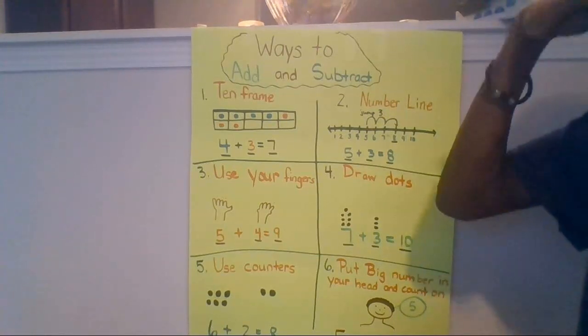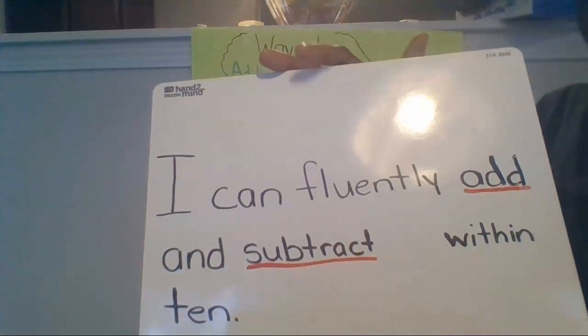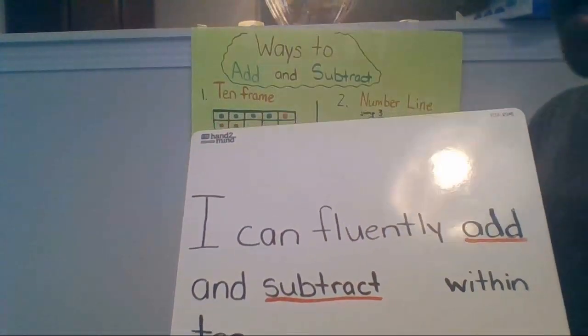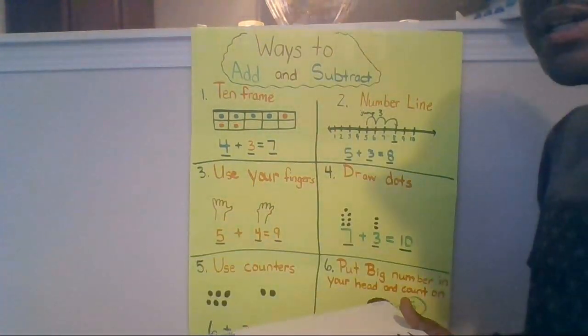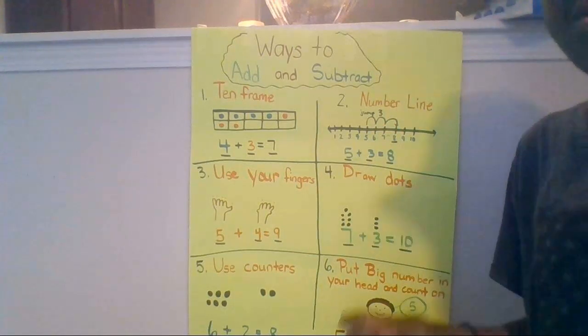All right, let's go ahead and start quickly with what we're learning today. What am I teaching you? I'm teaching you that you can fluently add and subtract within 10. Using these strategies, you can do that fluently, and that means you do it with ease. It's not difficult. It's not going to make you hesitate. You're going to be able to do it just like that.